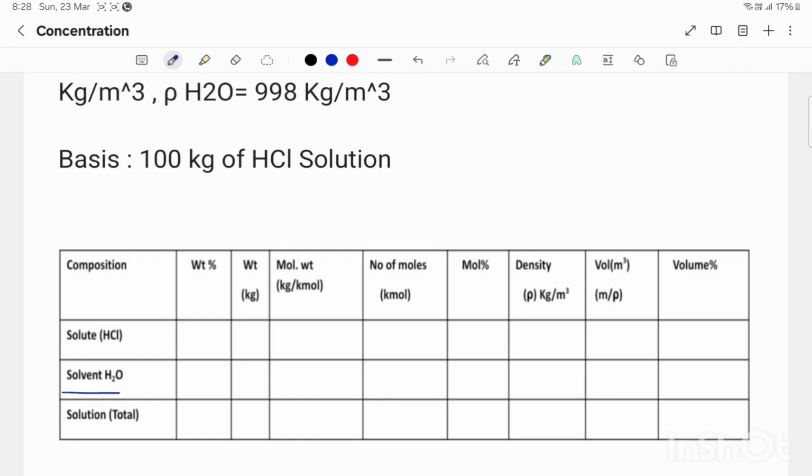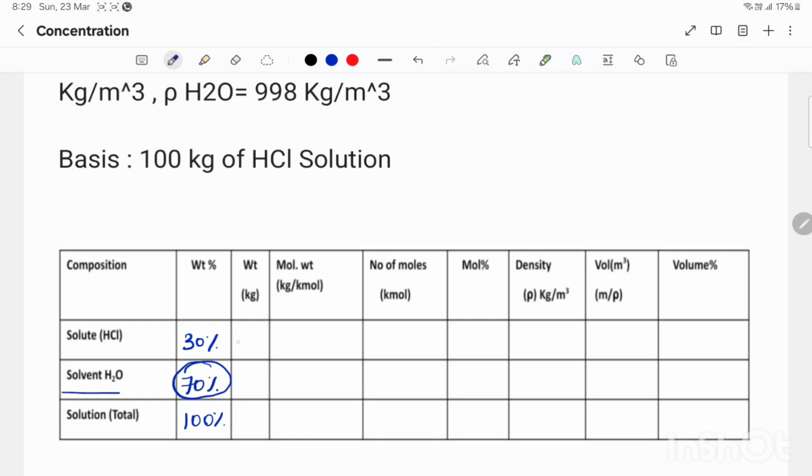What is the data given in the problem? The weight percentage of the solute is 30%. Using this 30%, we have to find out the mole percentage, volume percentage, and further molarity, molality, normality and ppm. We always know that the total of weight percentage of a mixture, or mole percentage or volume percentage, is equal to 100%. So from this we can easily generate the weight percentage of solvent, that is total minus solute: 100 minus 30 will give you 70%.